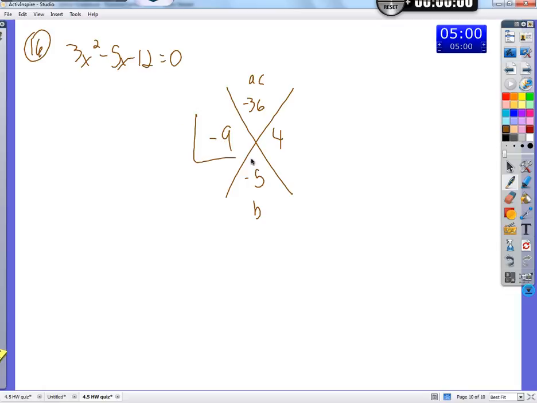Okay, so here is what we've done. We found these two numbers. The whole process was to find those two numbers. They're very specific and very important. Rewrite this as negative 5x as negative 9x plus 4x. If we were to add these together, we would get negative 5x.